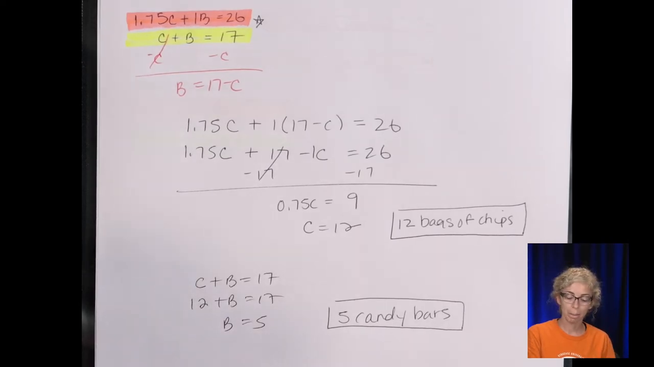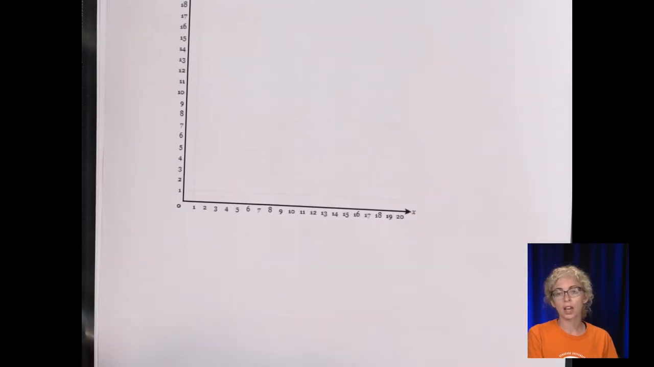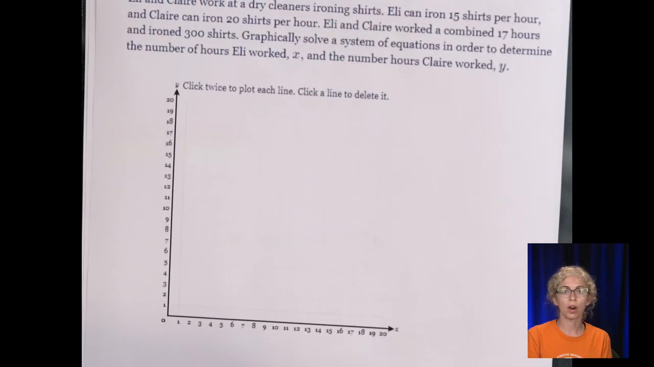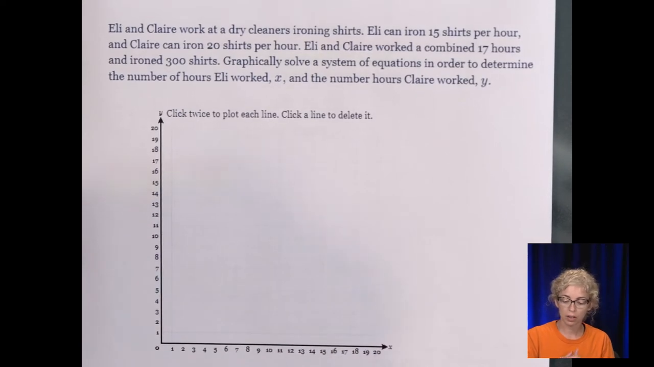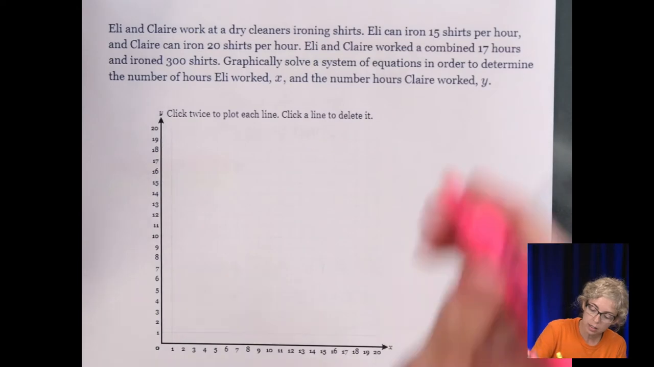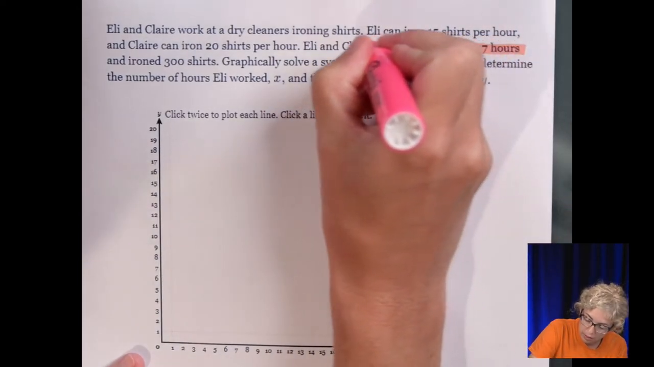All right, let's look at the next problem. So the next problem, we're also going to have to do some graphing. So here, Eli and Claire work at a dry cleaner's ironing shirts. Eli can iron 15 shirts per hour, and Claire can iron 20 shirts per hour. Combined, they worked a total of 17 hours.